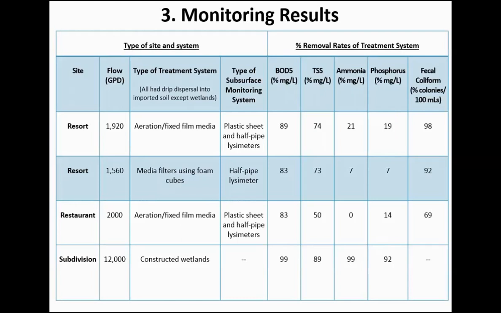These are some of the monitoring results for the 4 sites. As you can see, for the different systems, the constructed wetlands had the best performance, including ammonia and phosphorus. The media filter using the foam cubes also did fairly well, with 92% fecal coliform removal.